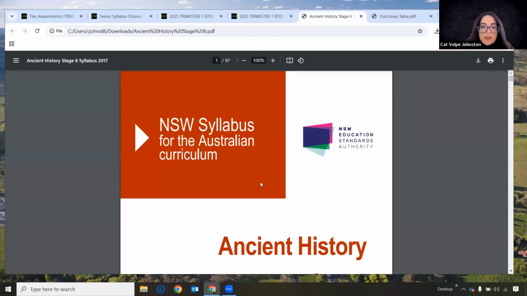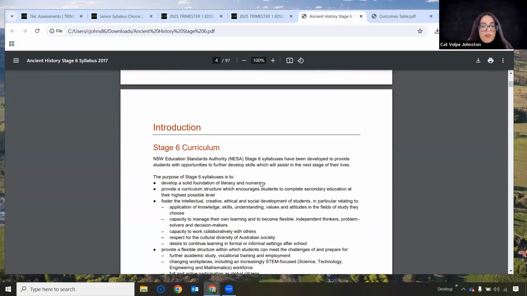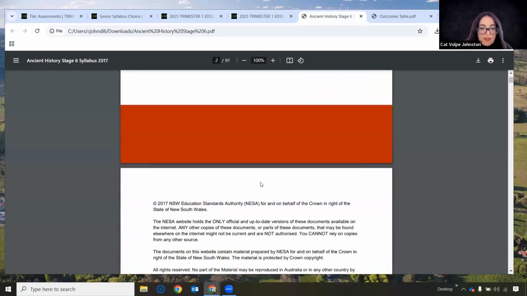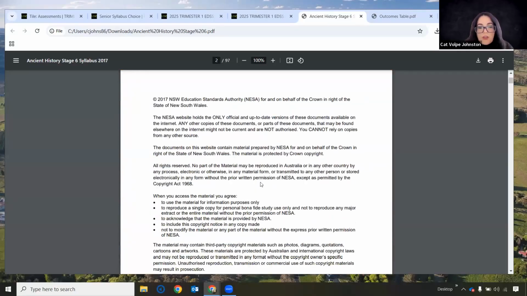Probably one of the easier syllabuses to get your head around is the ancient history one. I love the syllabus. I'm not sure exactly what the new one's going to look like just yet. But I suspect that there might not be a lot of changes simply because this one was updated, I believe, in 2017. Yes, it was. So I'm hoping that helps break down a little bit about what sort of sections would be suitable for inquiry.